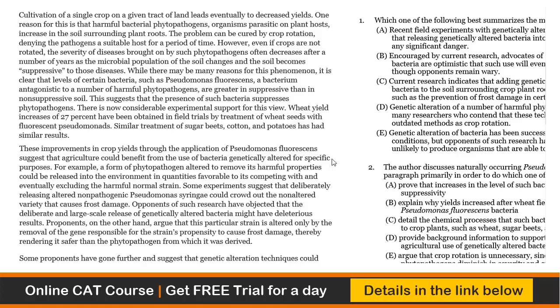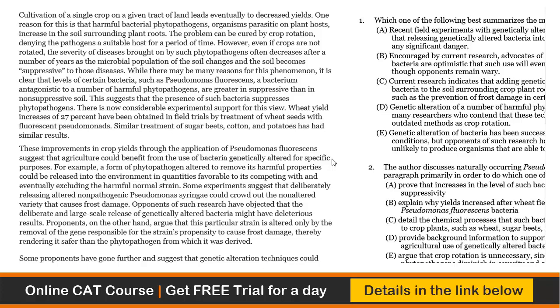So the author says in the first sentence that cultivation of a single crop leads to decreased yields because of some reason, and the problem can be cured by crop rotation. However, even if crops are not rotated, the severity of diseases brought on by such phytopathogens often decreases after a number of years, as the microbial population of the soil changes and the soil becomes suppressive to those diseases. So the author says even if you don't rotate the crop, the problem after several years decreases in intensity. Why? Because the soil becomes suppressive.